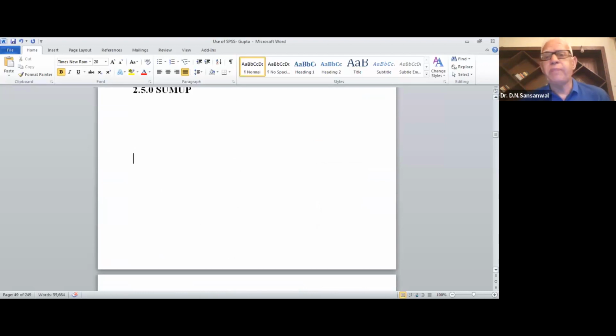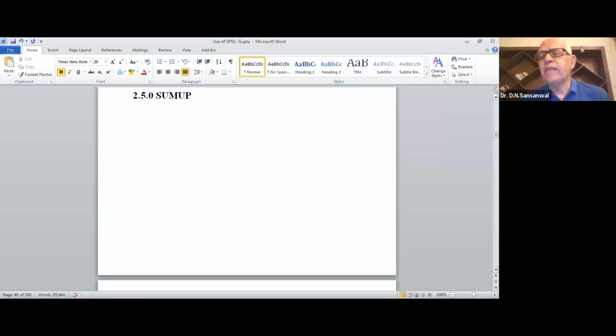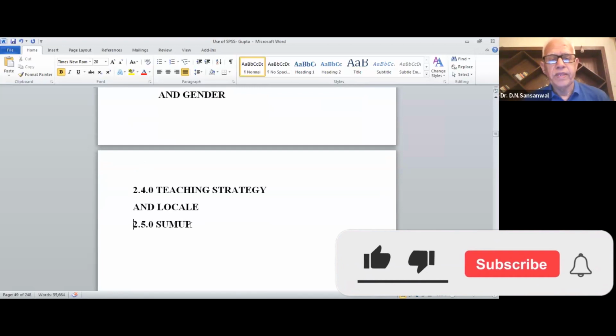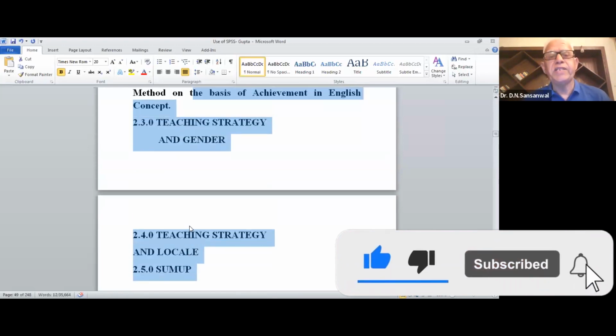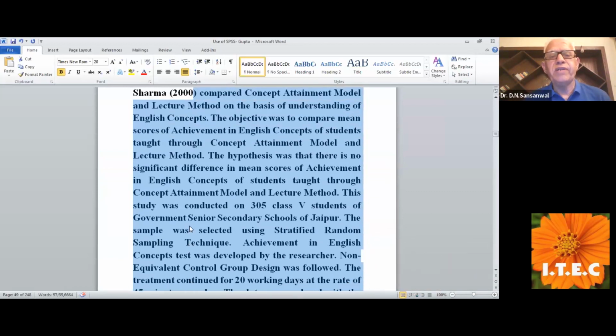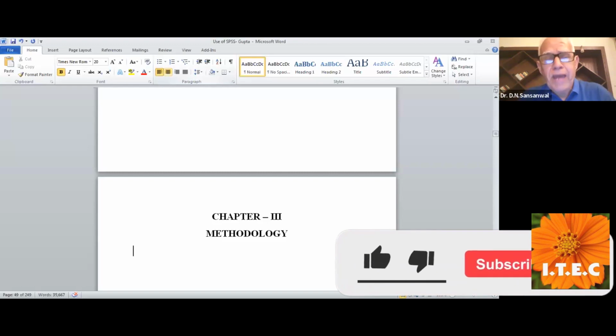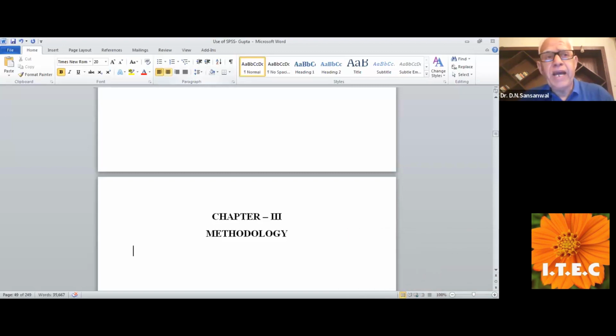Now next will be chapter 3, and that chapter name is methodology. I'm just trying to have some space so that I start writing chapter 3 from this page only. Now this is chapter 3. The name of this particular chapter is methodology. Earlier, people were writing plan and procedure. But now people have stopped writing that heading and the methodology heading has started.